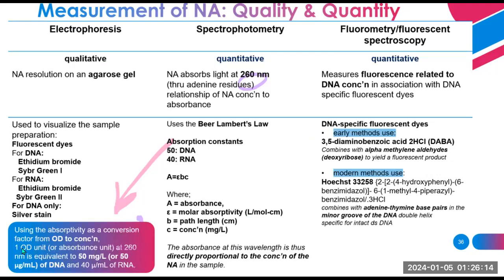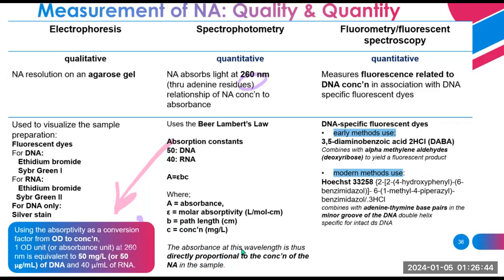So meaning one optical density unit or absorbance unit at 260 nanometers is equal to 50 mg per liter, or 50 µg/mL of DNA, and 40 µg per mL of RNA. So that's it. Here, A is for absorbance, epsilon or E for molar absorptivity. We have b for the path length and c for concentration.